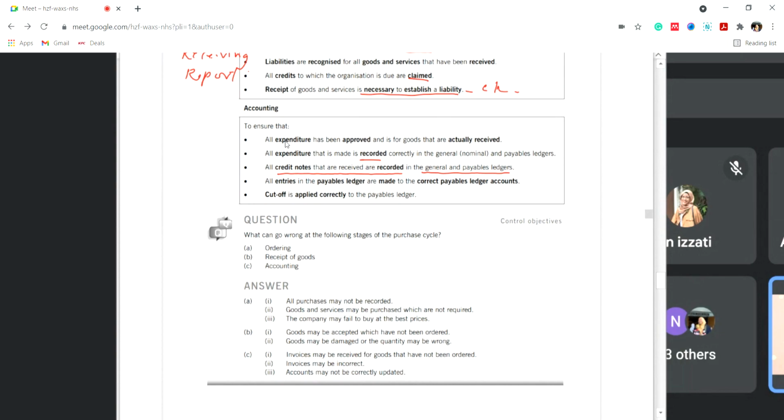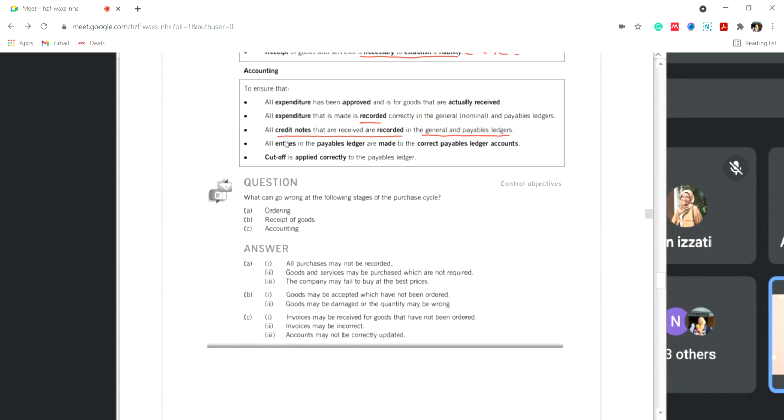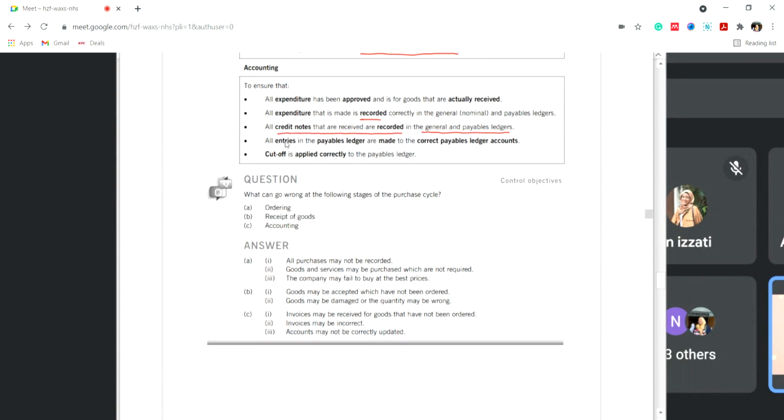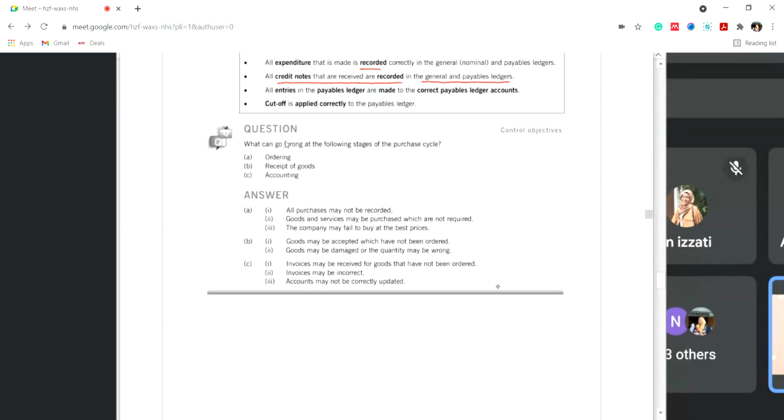Okay, so those are all the objectives. So what happens if the following stages of the purchase cycle, during ordering, receiving of goods and accounting, are not properly implemented? These are the risks that might be involved. All purchases may not be recorded, and goods may be purchased which are not required.